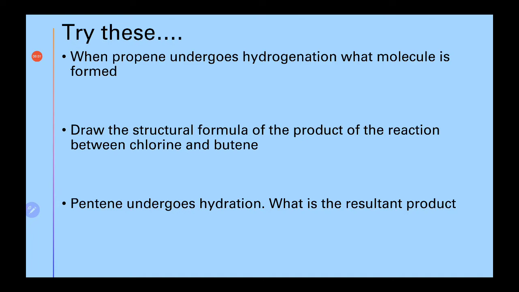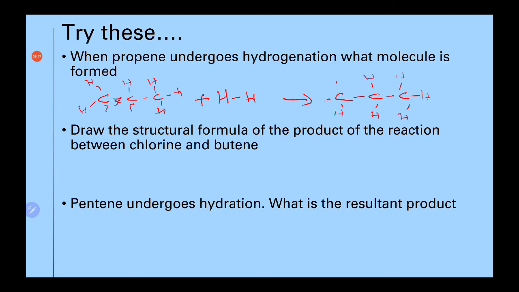Let's have a look. When propene undergoes hydrogenation, what molecule is formed? Well, we're adding hydrogens across the double bond, so I'm sure most of us will be able to get that straight away, but just in case we can't, if we start off with propene and we have our hydrogens in there, the double bond then breaks and we'll add 2 hydrogens, because remember hydrogens travel in pairs. What you end up with is the hydrogens being added across the double bond. So you end up with propane, the alkane version of the alkene. So it's propane. And I hope you got that.